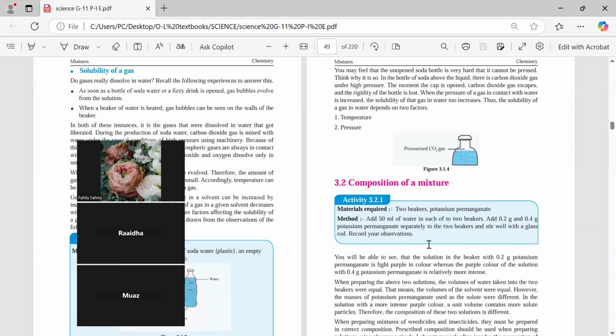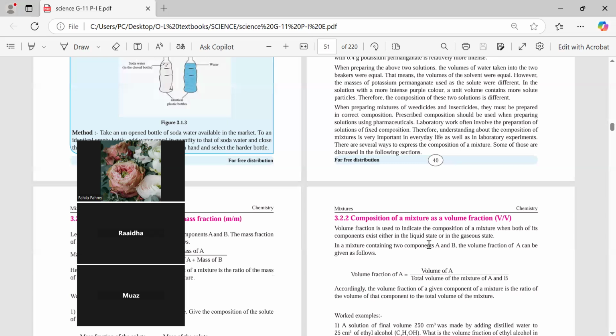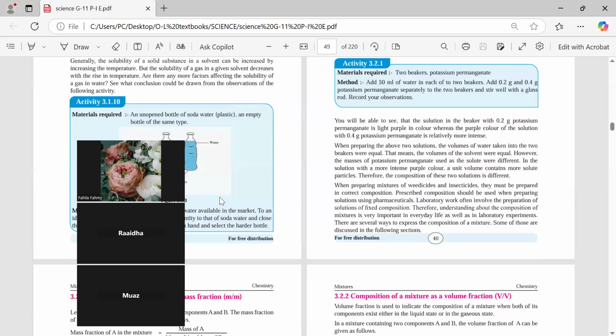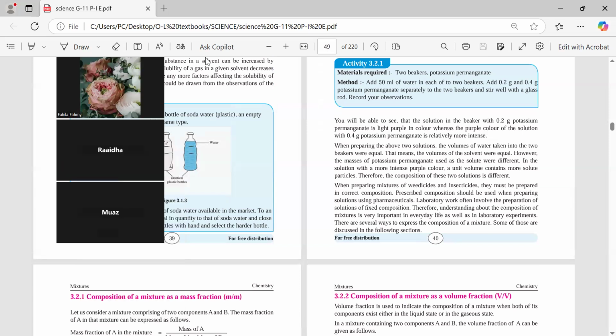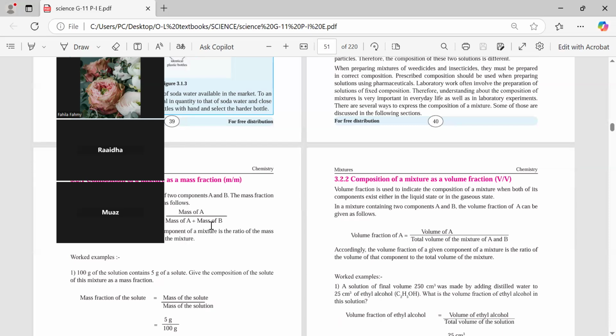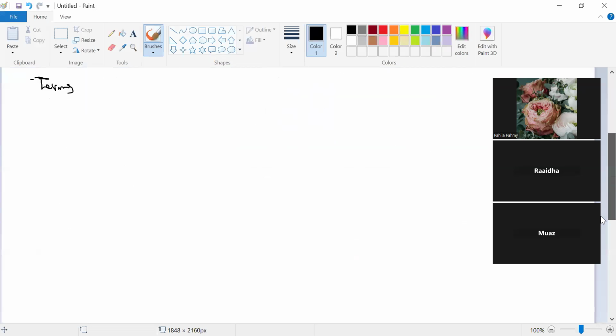Then the main part, the calculation part: composition of a mixture. If you want to give the composition of a mixture as a mass fraction, m over m, you have an equation, the fraction of the mass of A in a mixture. It's like this, but this is very easy. No need to complicate it.